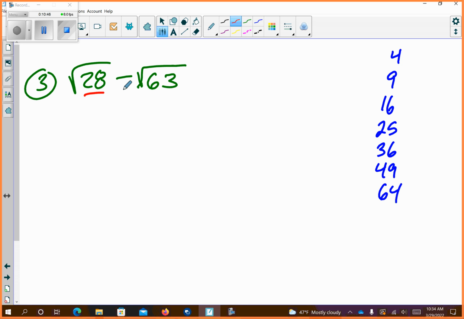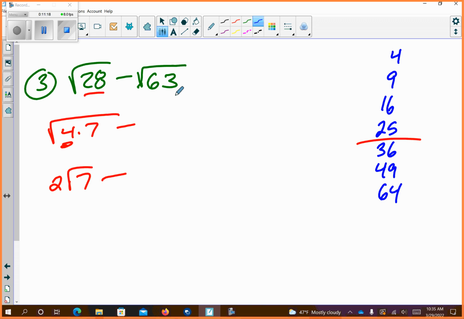Okay, first one I want to look at is root 28, which is here. What numbers above that can I multiply together using one of those numbers above the 25? That would give me 28. Nine times 3 would be 27. 4 times 7 gives me 28. Okay. Square root of 4 is 2, so I get 2 root 7 minus.